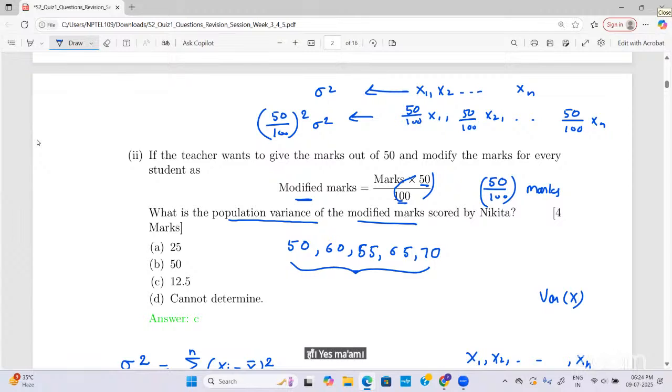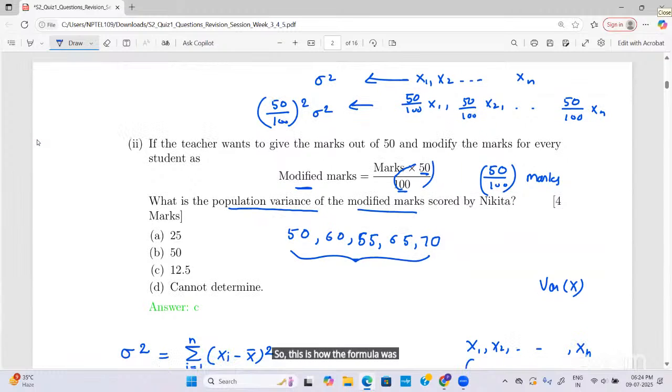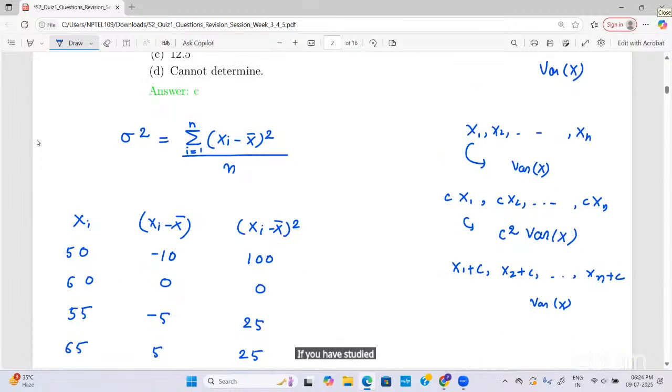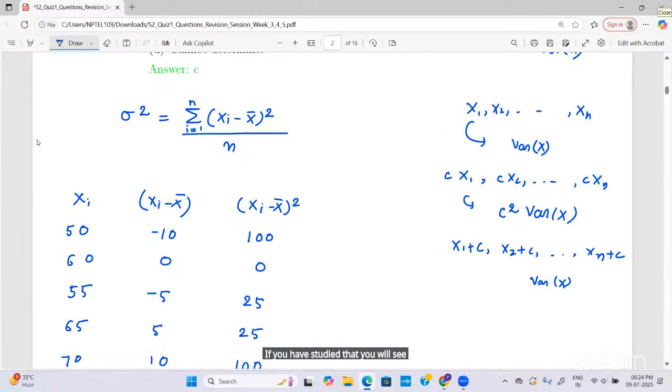Yes, ma'am. This is 50 by 100, right? But why are we taking the square for that? Yes, this is how the formula works. If you have studied this content, you will see.